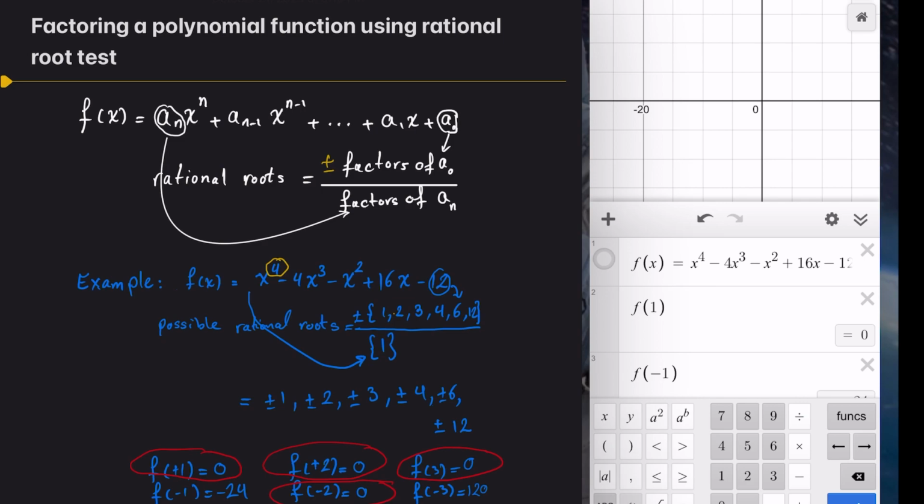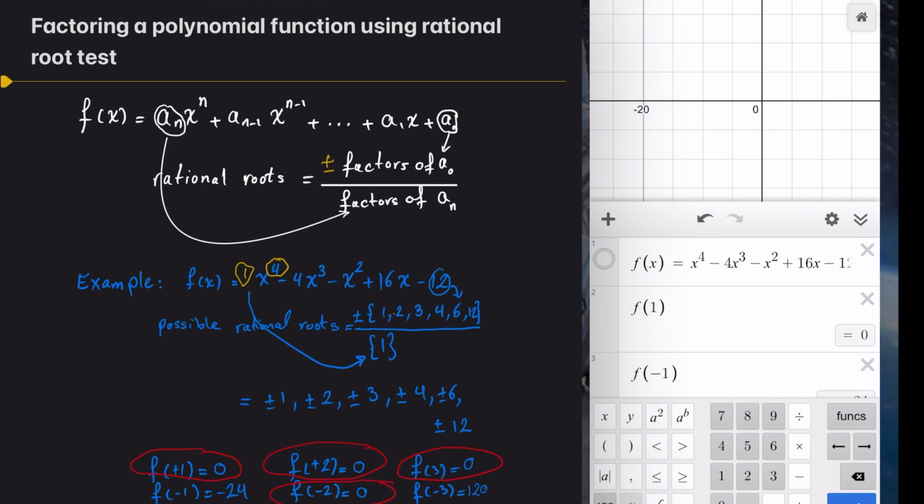The leading coefficient, which we're going to call a sub n. In this example, that coefficient is 1. And the other number is a sub 0, which is the constant term. In this case, that number is 12.